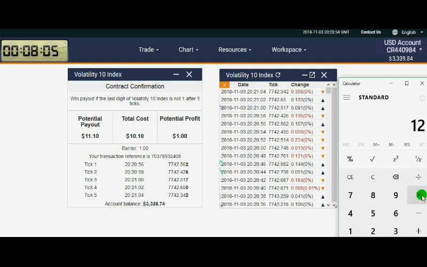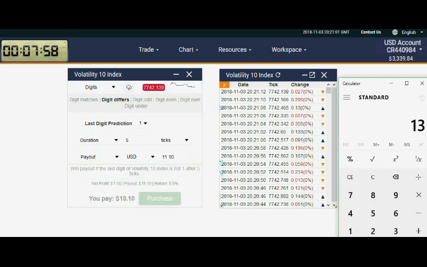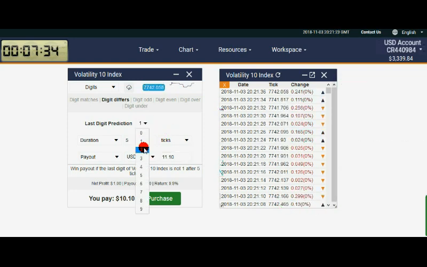So we won the 12th trade. We are going for the 13th trade right now. So let's give it some time again. Once you see the yellow and you see this number, the last number under the tick, not under the change, please, you have to be watchful. So we are going for 2.